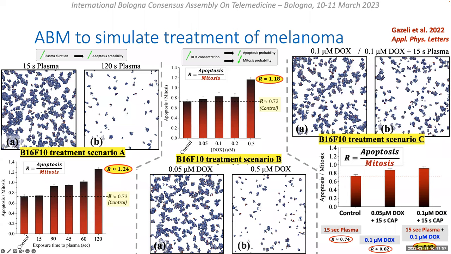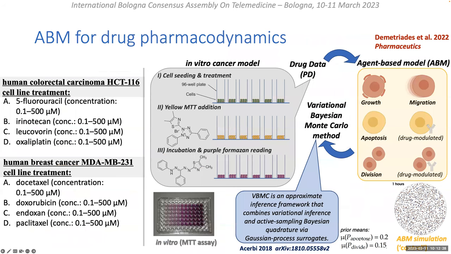As seen, for low exposure times to plasma, ratio R increases at higher exposure times, obviously. In the second scenario, though, with doxorubicin treatment only, shown in the middle, the ratio R increases slightly above the control mark and becomes much higher at 0.5 micromoles. Finally, in the combined treatment scenario to the right, we quantify from our simulation results the effect of plasma on the death of melanoma cells, which is more pronounced compared to that for monotreatment using doxorubicin.